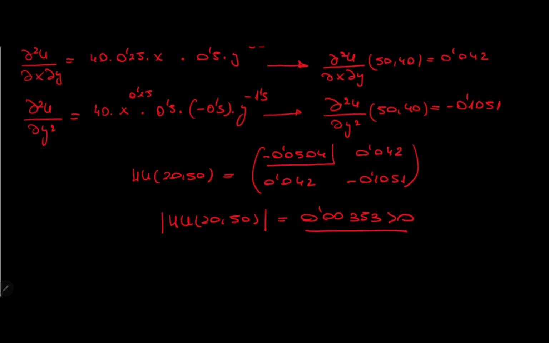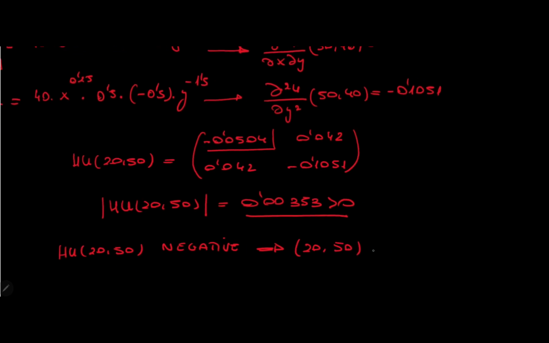So it's negative definite, the Hessian matrix of the utility function. So, being negative definite, the combination of consumption of 50 units of x and 40 units of y is a maximum. That's the combination that maximizes utility.